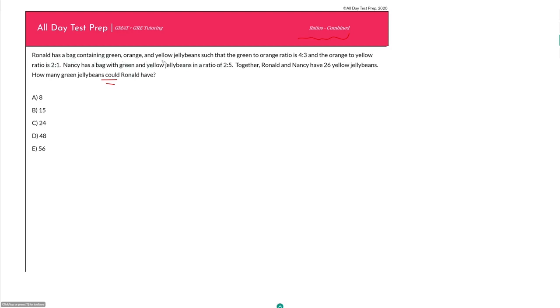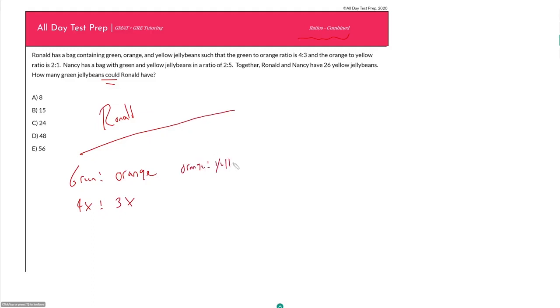So Ronald has a single bag with 3 types of jelly beans in them. And they give us 2 different ratios though. Ronald has green to orange as 4:3. So we'll say 4x to 3x. And then he also has orange to yellow in a ratio of 2:1. Here we gotta call that 2y, y, because we have separate ratios.